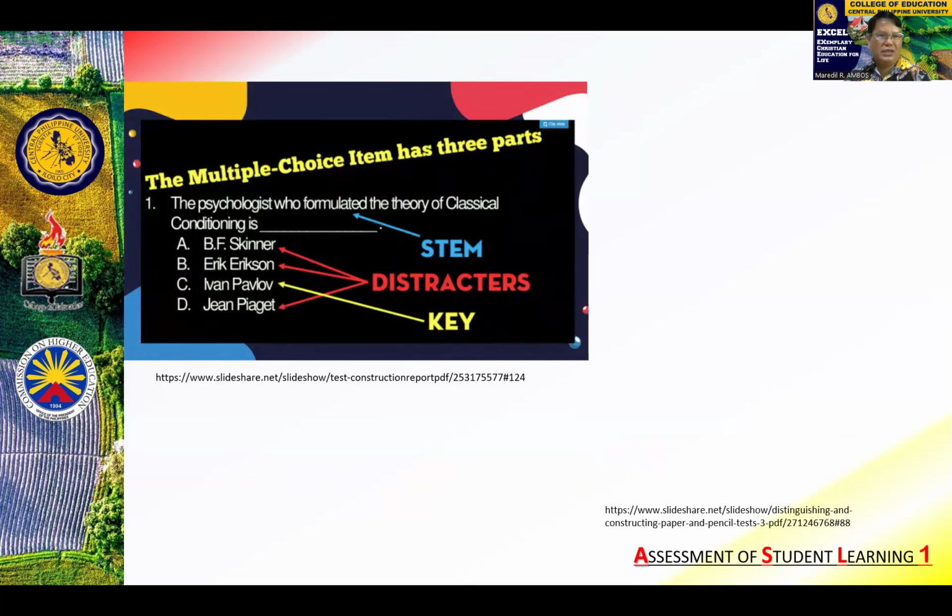And here you can see a sample of a multiple choice item which has three parts. So you have, of course, the question, which is the stem. Then we have, of course, the options. Now there are actually four options. You can see A, B, C, D. Okay, so three are called distractors, but there is the main answer which is known as the key. So letter C, Ivan Pavlov, is the answer. The question is: who is the psychologist who formulated the theory of classical conditioning? Letter C, Ivan Pavlov.